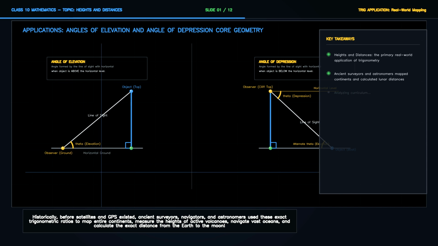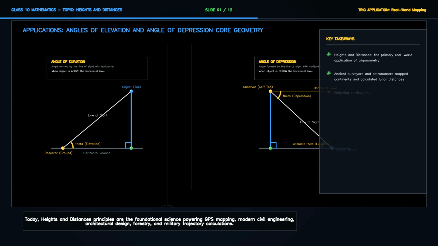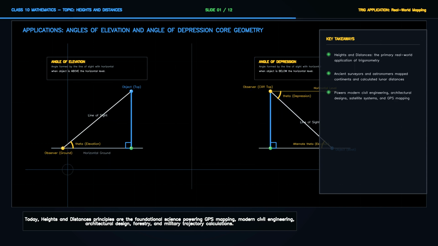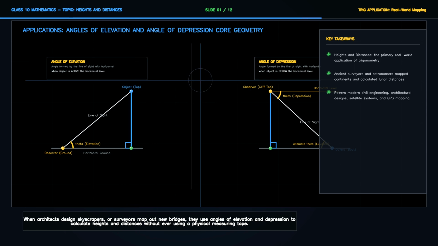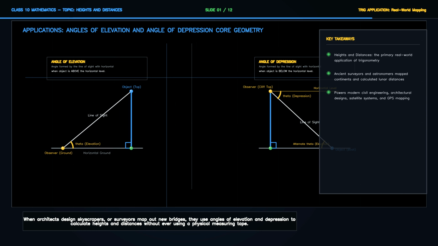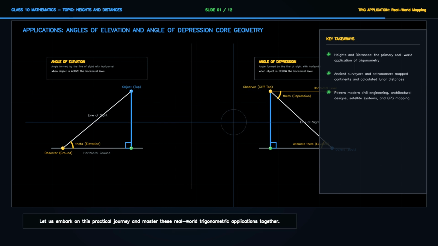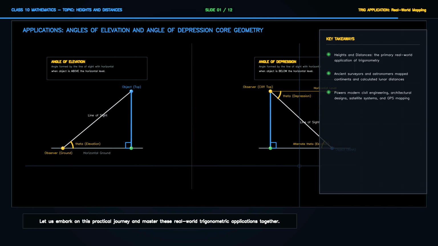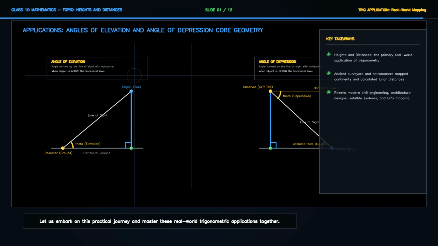Today, heights and distances principles are the foundational science powering GPS mapping, modern civil engineering, architectural design, forestry, and military trajectory calculations. When architects design skyscrapers, or surveyors map out new bridges, they use angles of elevation and depression to calculate heights and distances without ever using a physical measuring tape. Let us embark on this practical journey and master these real-world trigonometric applications together.